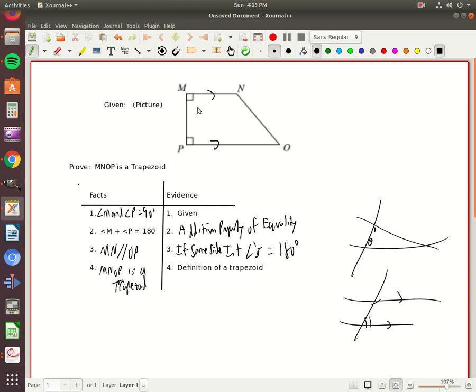90 plus 90 is 180. Hey, look, these lines are parallel because same side interior angles add up to 180. And if these lines are parallel, then I'm looking at a trapezoid. So kind of an interesting one.